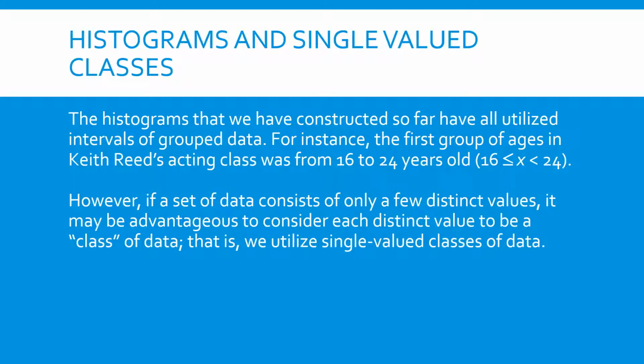Now, the histogram that we just constructed was using intervals of grouped data. So for instance, it says the first group of ages in Keith Reed's acting class was from 16 to 24 years old. However, if you have a data set like we did in example 1, where we had the number of children under age 6, so if you have single valued classes, that's okay too. So let me show you how we would construct a histogram whenever we have single valued classes of data.